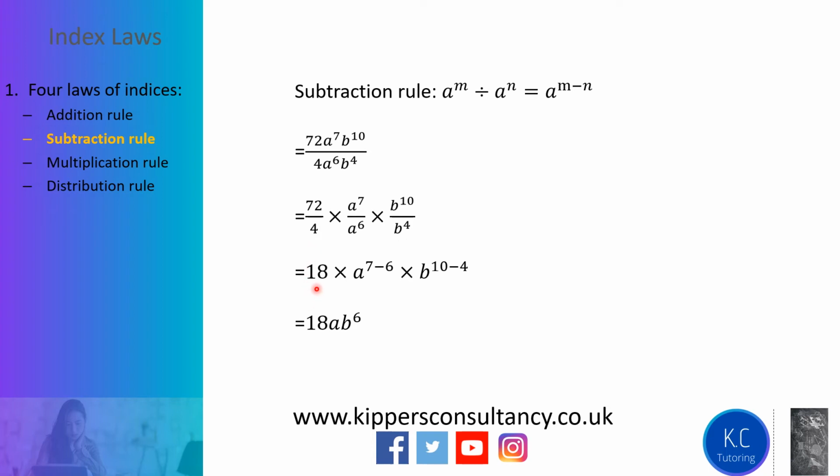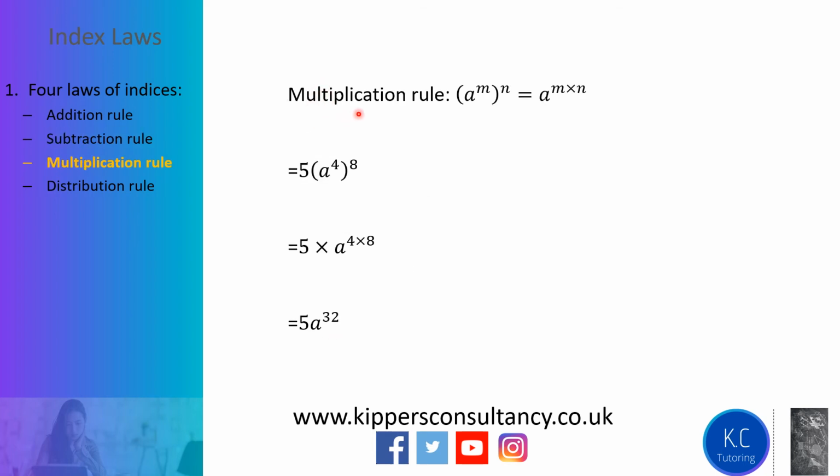72 divided by 4 is 18, and then we apply the subtraction rule to the a terms, so that's a to the power of 7 minus 6. Then we apply the subtraction rule to the b terms, b to the power of 10 minus 4. Finally, this works out as 18a b to the power of 6. Notice that we don't need to put in a to the power of 1 because a to the power of 1 is just regarded as a.